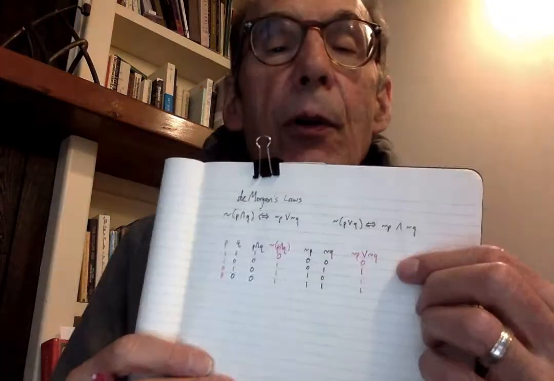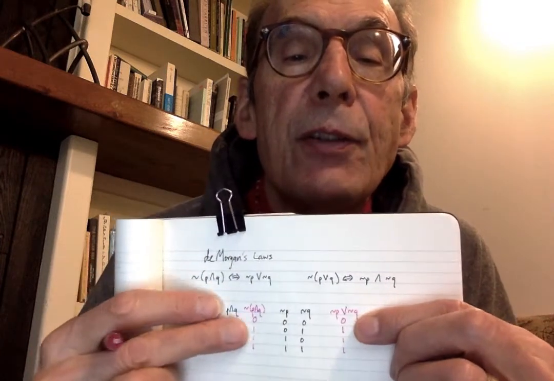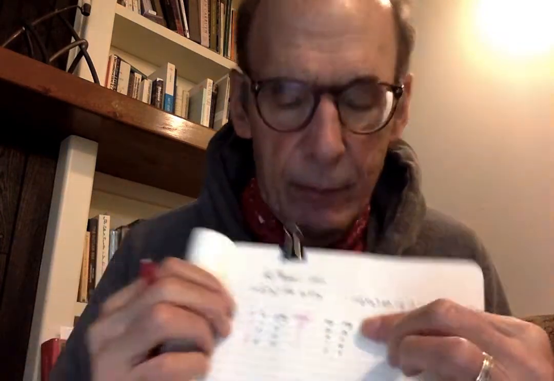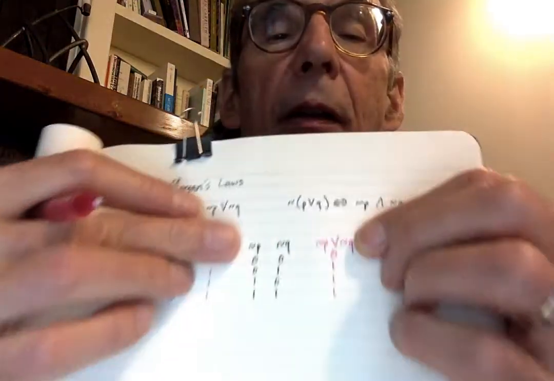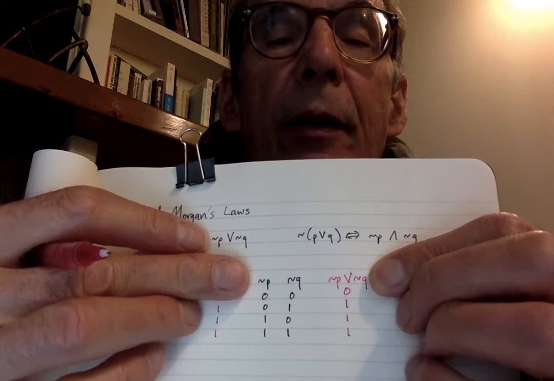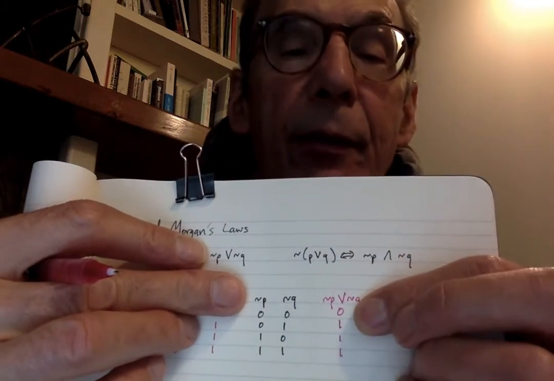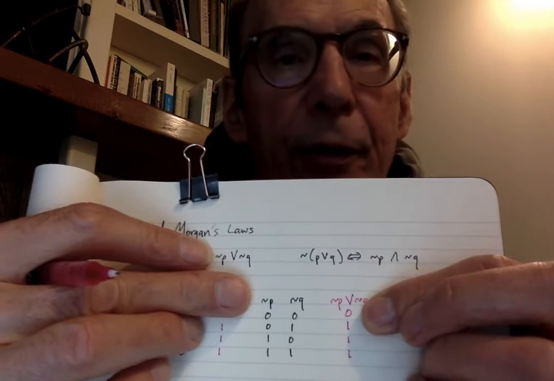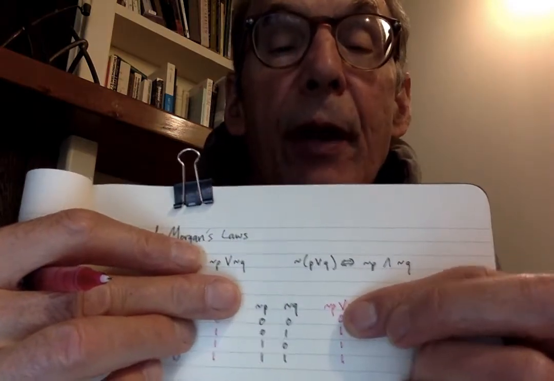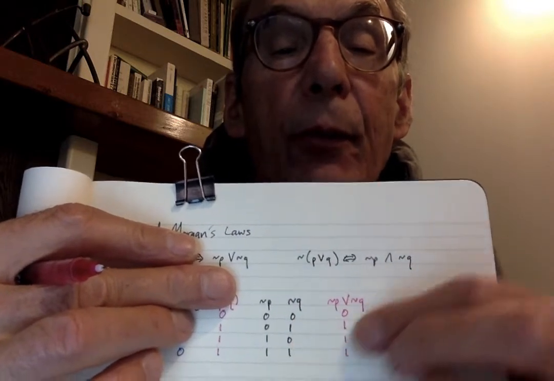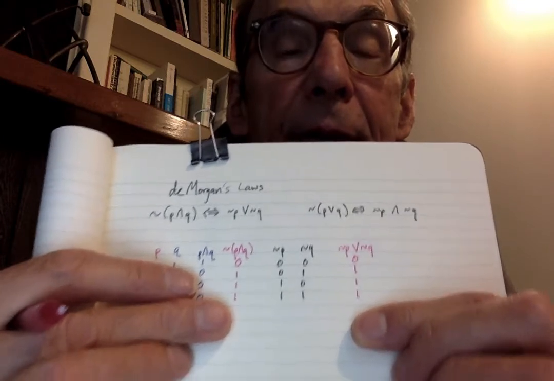In the first row, the way I write it, which is the way most people write it, they're both 0, so their OR is 0, but every place else has at least one 1. And if you look, these two have exactly the same values.